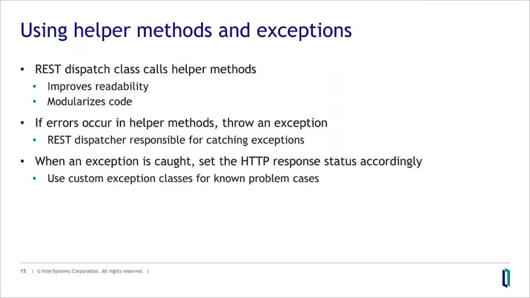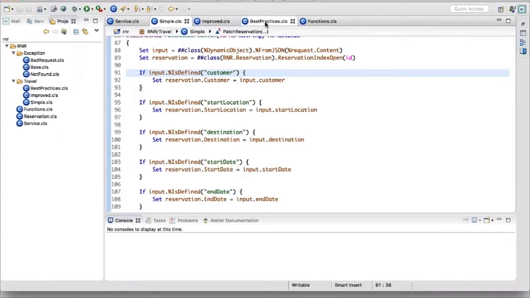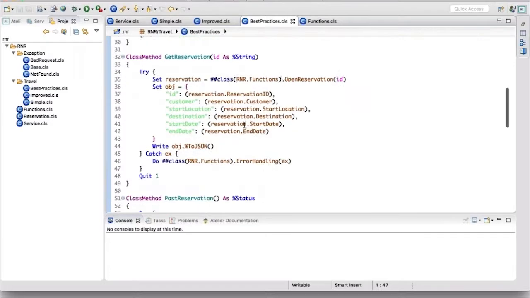When we catch one of those exceptions, we want to set the HTTP response status code based on what happened. And to that point, we know certain situations that can occur, things like the request, the information you sent was bad, we can't work with this. The reservation you tried to look at doesn't exist. So we can actually just create custom exception classes for those cases. And that's exactly what I've done in the 3rd edition of this class, the best practices version. So let's step through this, and I'll show you what we've got.